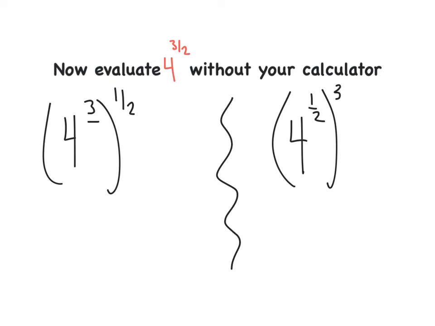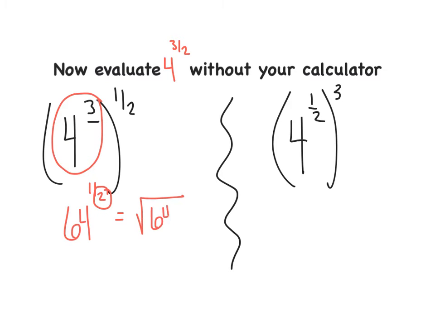Okay, so now either way, I have to evaluate this without my calculator. And you might be going, oh my gosh, what the heck am I talking about? Well, we can do this, guys, because we already know what 4 cubed is. 4 times 4 is 16, times 4 is 64. And 64 to the 1/2, well, that's nothing tricky, because we know this just means the name of the root, and that just means the square root of 64, which is 8. So 4 to the 3/2 is equivalent to 8.